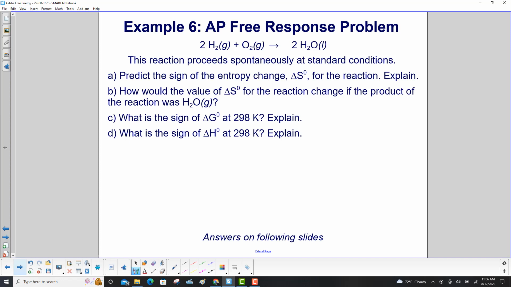C. What is the sign of delta G naught at 298 Kelvin? And D. What is the sign of delta H naught at 298 Kelvin?